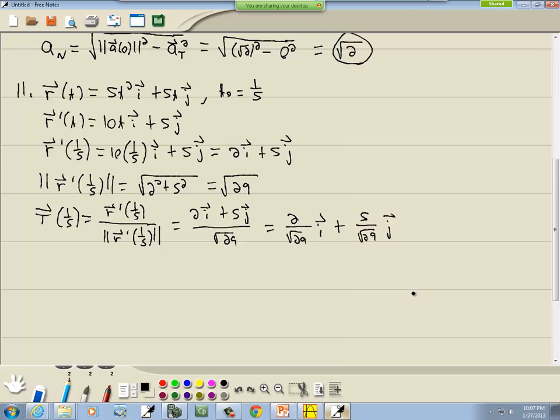Okay. Now I know for my normal vector at 1/5, these are going to be swapped. So this will be 5 over square root of 29 i, and this will be 2 over square root of 29 j. Question is what sign is going to be. If I were to put in 1/5 up here, 1/5 squared is 1 over 25 times 5 gives me 1/5. And if I put 1/5 in here, that'll give me 1. So that'd be the point I'm dealing with.